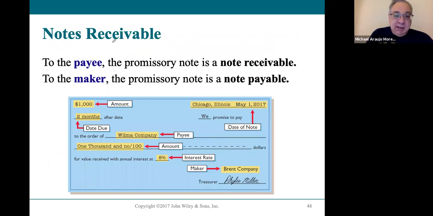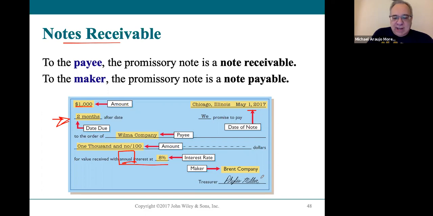It is a legal instrument because it has signatures, there's a date, there's an amount, there's a time period, there's an interest rate. The interest rate, by the way, is an annual interest rate, which means this is effective for all 12 months, although most notes are very short term. In this case, this one's only 2 months.